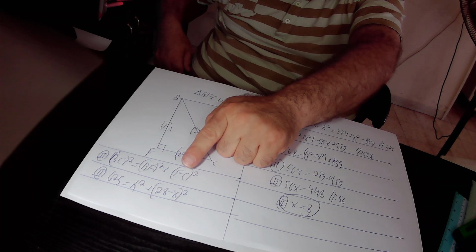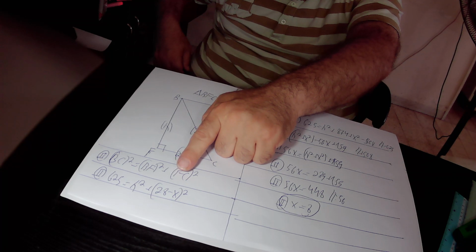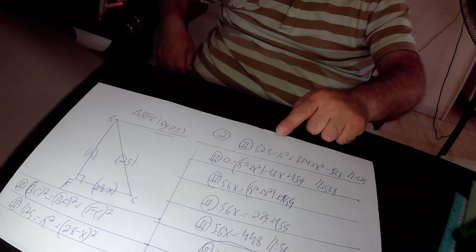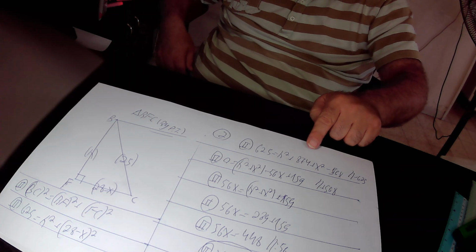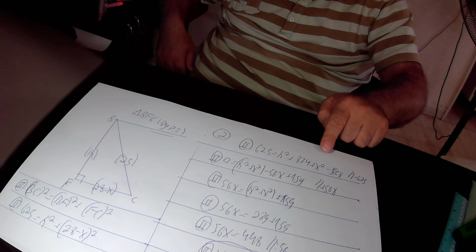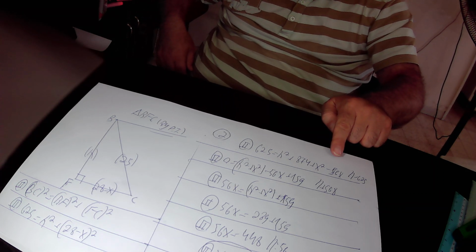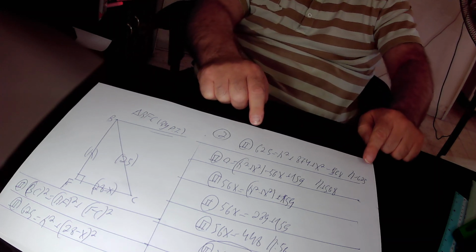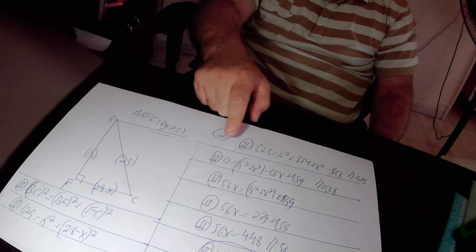In the next step, we expand the bracket (28 minus X) squared, and we find that according to equation 2, 625 equals H squared, and (28 minus X) squared equals 28 squared, that is 784, plus X squared, minus 2 times 28 times X, that is minus 56X. So here we subtracted 625 from this equation 2.